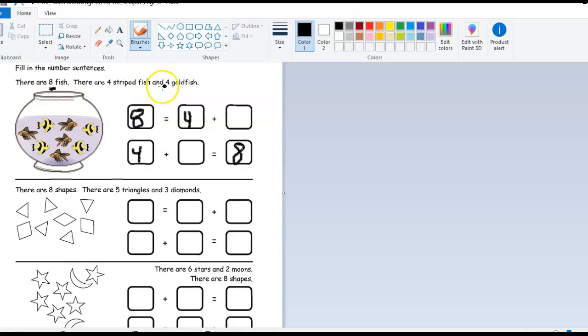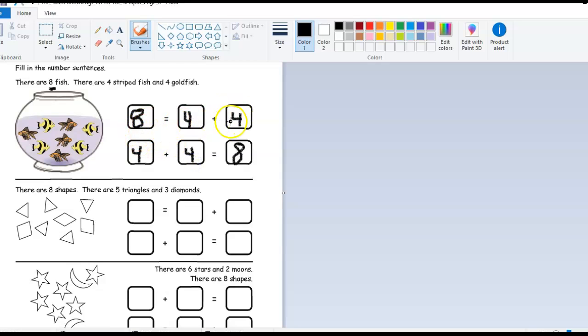And then the second part is 4 goldfish. So let's count how many goldfish we have. Get ready. 1, 2, 3, 4. So how many goldfish do we have? Yes, 4. So I'm going to write my other part 4 here. And then my other part 4 here.